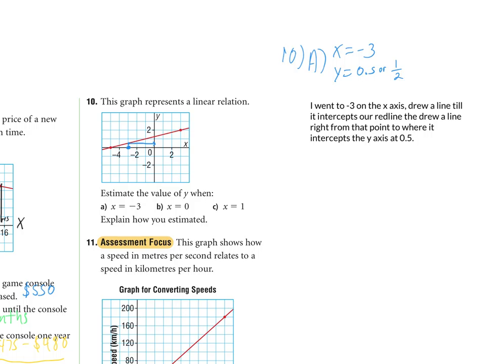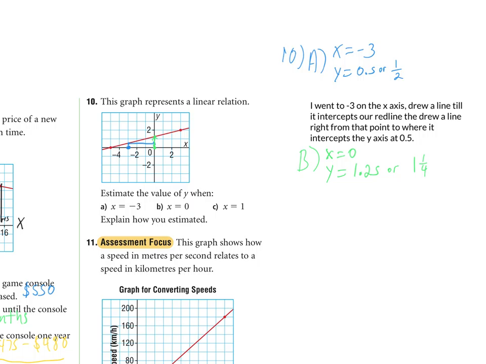So there we go. So now, let's look at B, number 10B. And in 10B, it says when x equals 0. So x is 0 right here. So I can just go straight up to there. And that is a little bit over 1. Now, I wouldn't say that it is that much. It wouldn't say it's quite to halfway between 1 and 2. So maybe a quarter of the way between 1 and 2. So I can say in this one here, when x equals 0, y would equal 1.25, or 1 1/4. There we go.